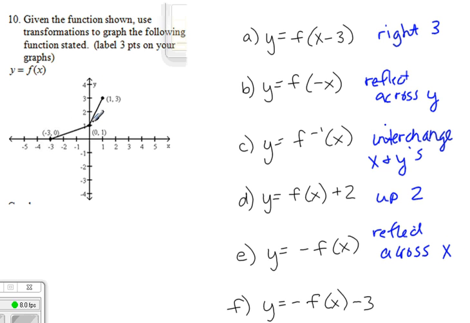Okay, so if the y values become opposite in sign, now this one's going to remain where it is, negative 3, 0. 0, 1 will become 0, negative 1. 1, 3 will become 1, negative 3. And you can see that reflection across the x-axis.